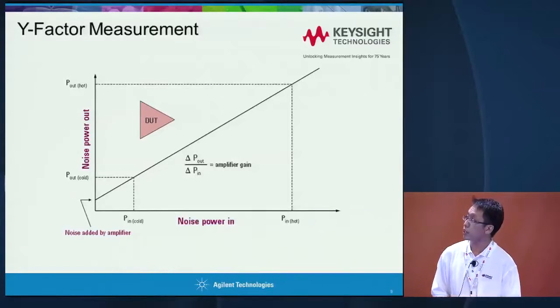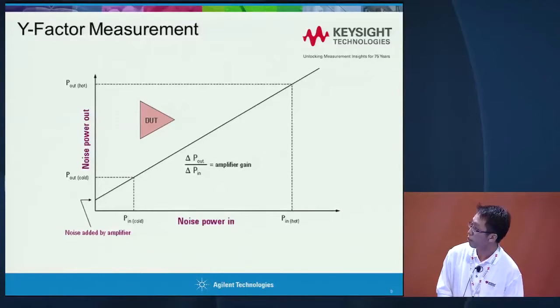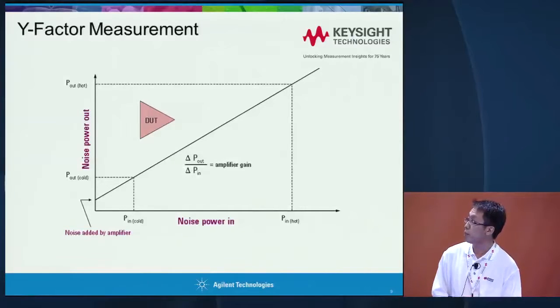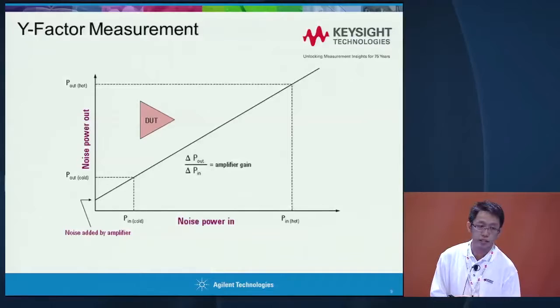Y factor is a ratio of two noise power levels, one measured with the noise source on and the other with the noise source off. With this, we are able to derive the noise added by the amplifier. This is the most common way of doing noise figure measurements because it's convenient. You only need a signal analyzer and a noise source to do the measurements. Y-factor measurement using a signal analyzer is great if you are measuring a connectorized device.